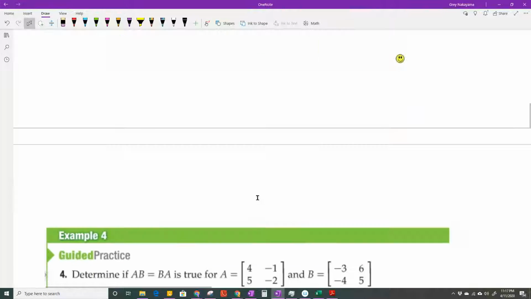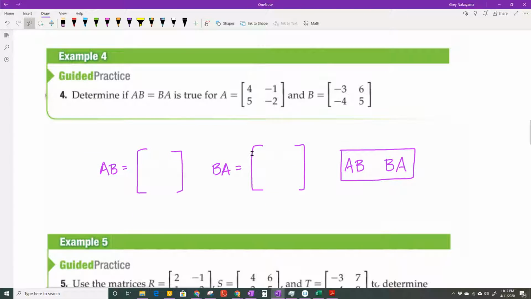Okay. This is an example of some things we have to do with matrices. Determine if A times B equals B times A. Is that true for these two matrices? So if I do A times B, they're both square, 2 by 2s, so we're good. We know the answer is going to be a 2 by 2. So my first row, first column is 4 times -3.